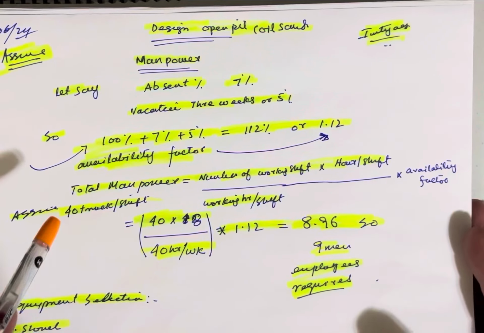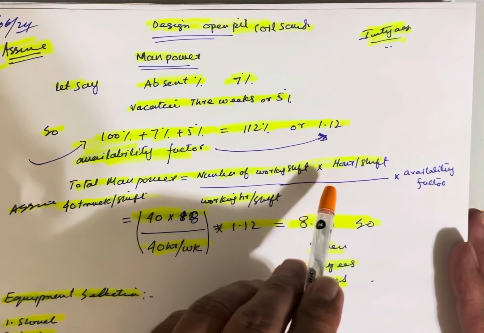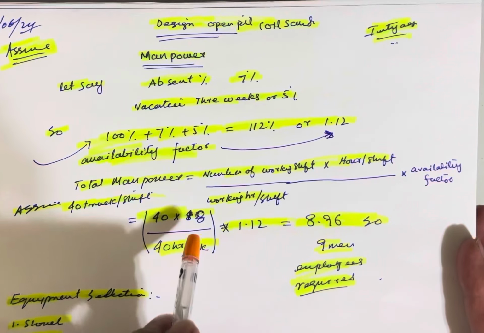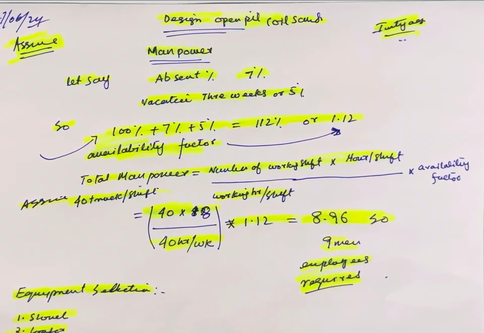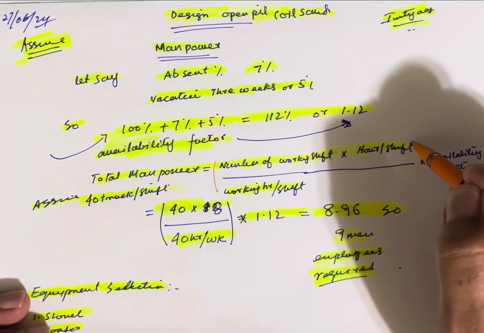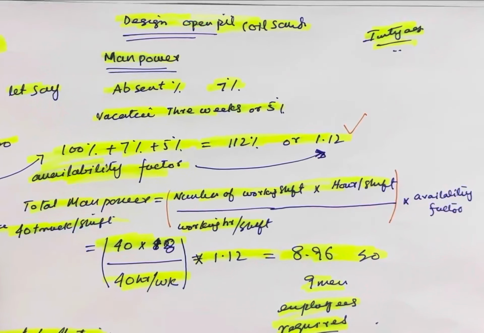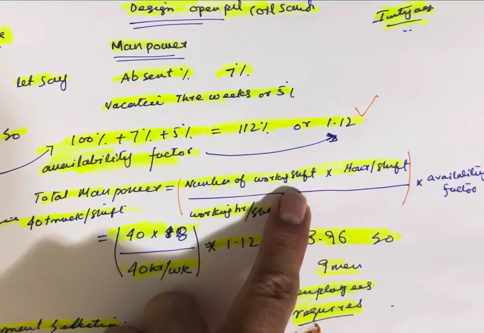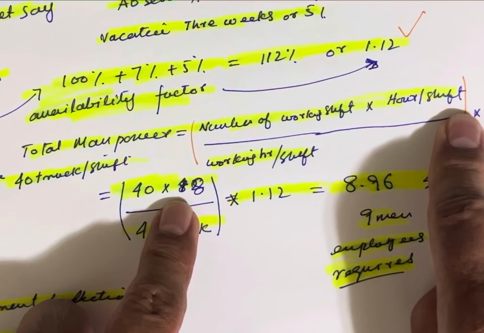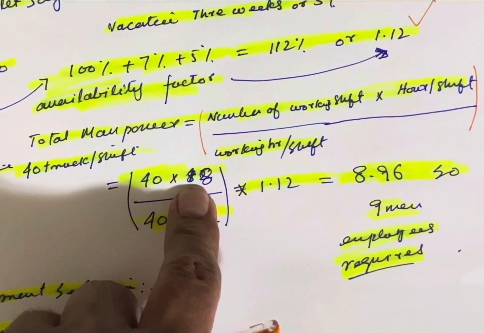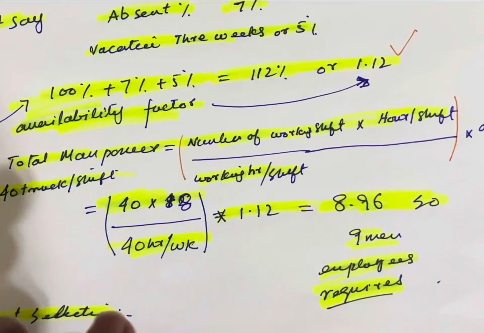This is the availability factor. So total manpower is equal to number of working shifts multiplied by hours per shift and divided by working hours per week. This is in the bracket like this, and then you multiply this by this factor. So let's say number of working shifts 40 and hours per shift 8. In this case we take 8. 8 is commonly used in these countries, used everywhere.